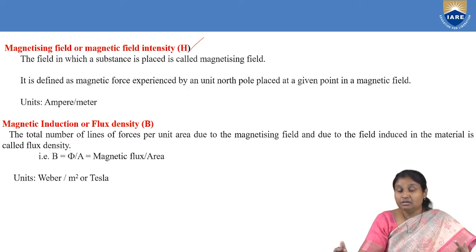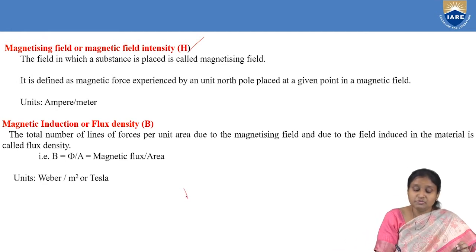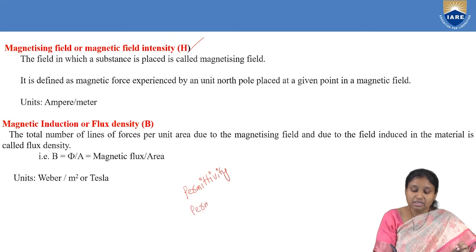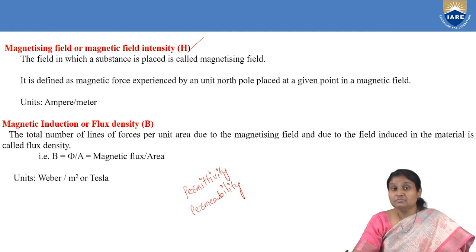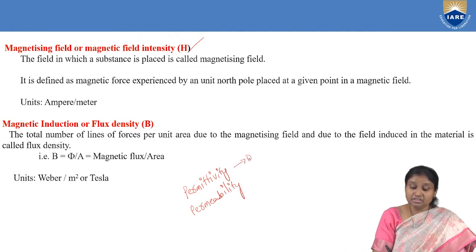So just like we talk about permittivity of dielectric material, here we talk about penetration of magnetic lines of force, and there is one unique name given to penetration of magnetic lines of force. It is called permeability. Permittivity comes when we talk about dielectric material, and permeability comes when we talk about magnetic material.